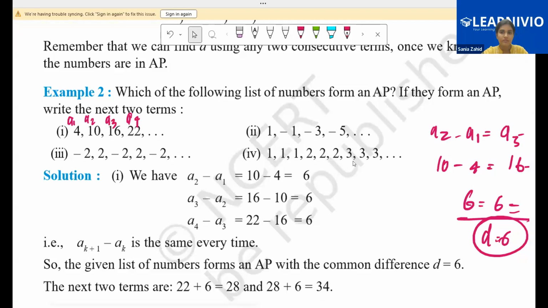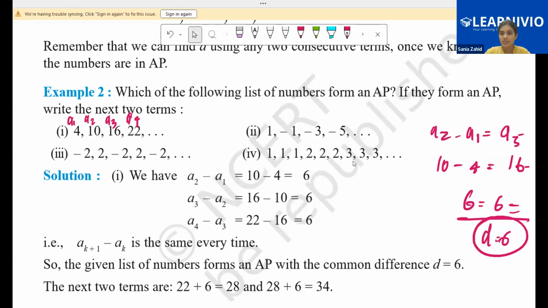A2 minus A1 should be equal to A3 minus A2, which should be equal to A4 minus A3. Minus 1 minus 1 is equal to minus 2. Minus 3 minus minus 1 is equal to minus 2, and minus 5 minus minus 3 is equal to minus 2. Then the common difference is minus 2, and the first term is 1.